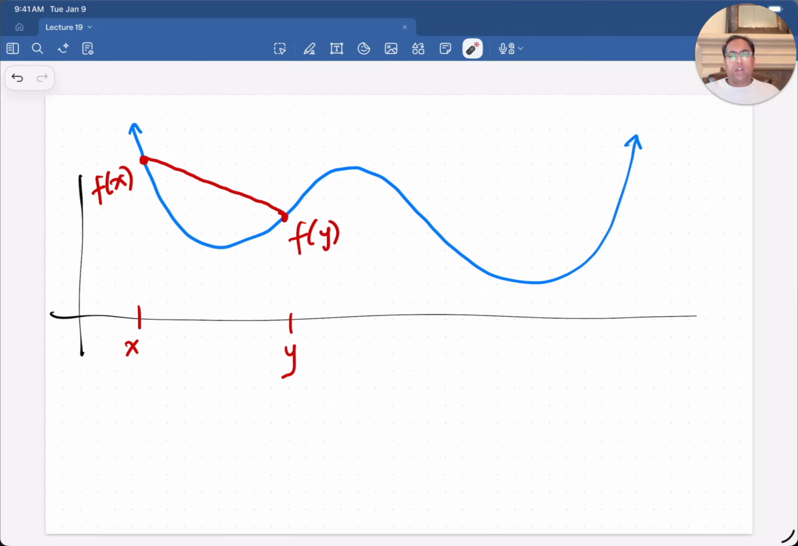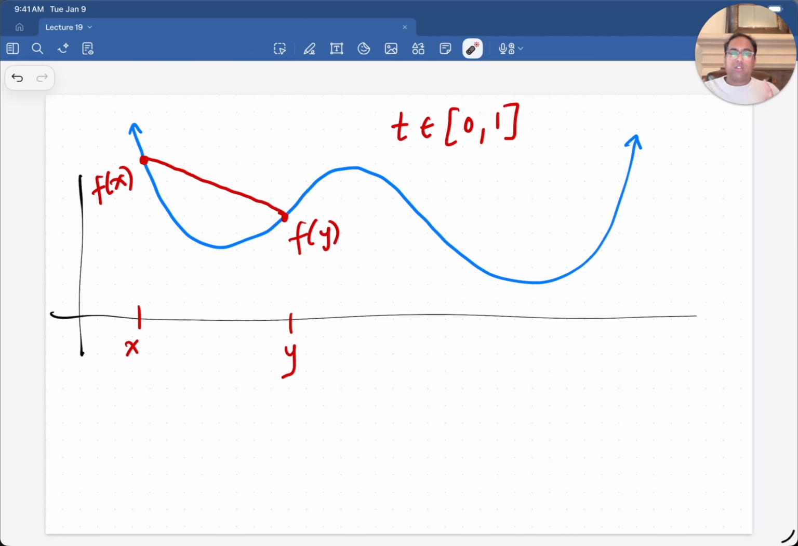If t is equal to 0, I want the output of my line to be this point right here, like x comma f of x. And if t is equal to 1, I want my point to be here, y comma f of y. And if t is somewhere between 0 and 1, we're looking at a point somewhere between f of x and f of y. So you can think of t as being like the percentage of the way we are between the starting end point of the line segment and the ending point of the line segment. So again, t equals 0 should start here, and t equals 1 should end here.